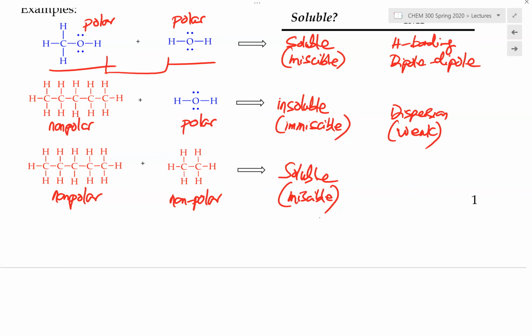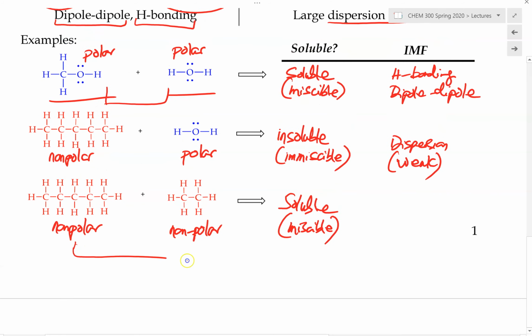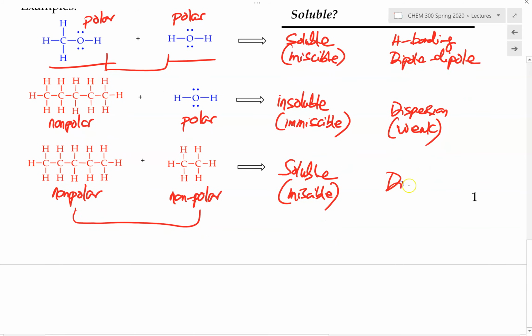And in this case, the IMF that allow these two molecules to interact with each other and dissolve in each other would be the dispersion force. But the dispersion force between two non-polar molecules will be pretty strong. So this is why they're able to interact together very strongly and thus are soluble in each other.